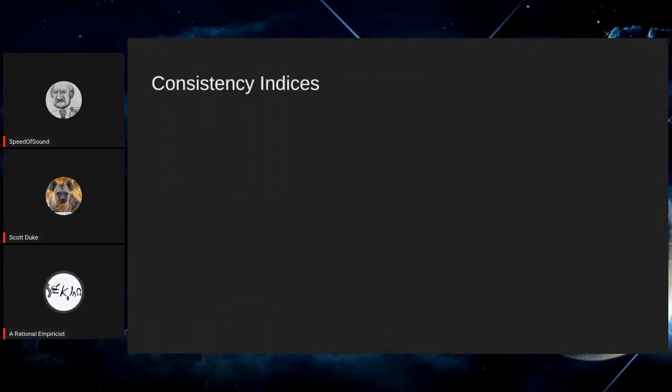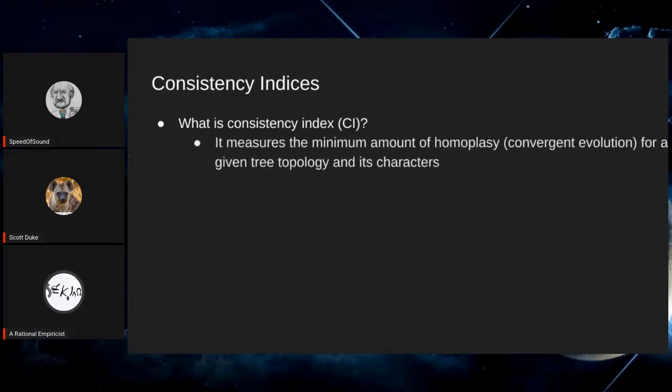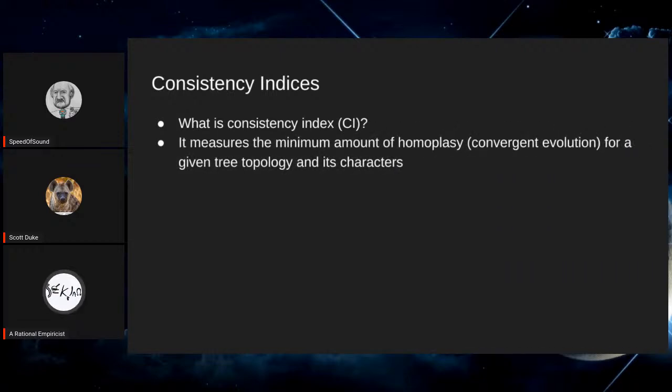Now let's talk about consistency index. So what is consistency index, or CI? CI measures the minimum amount of homoplasy, basically traits that are a result of convergent evolution. So they're only similar superficially. They're not similar because of common ancestry. Okay. So the minimum amount of homoplasy for a given tree topology and the characters involved.